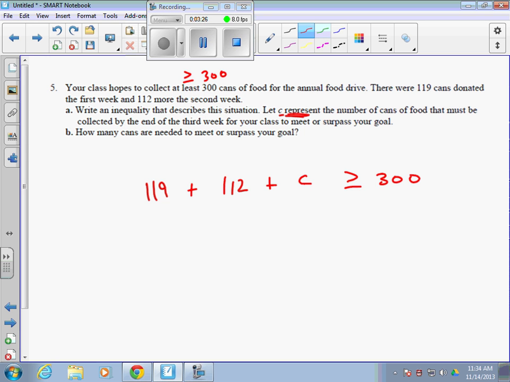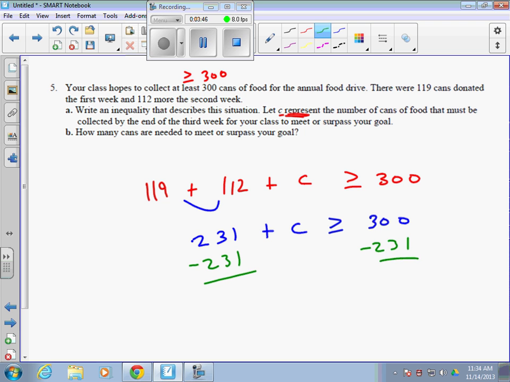How many cans are needed to surpass your goal? Combine these two. 231 plus C is greater than or equal to 300. Get rid of positive 231 by subtracting it on both sides. So C is greater than or equal to 69 cans.